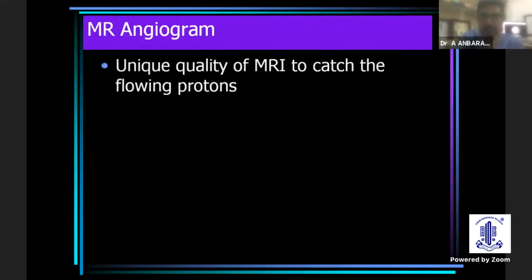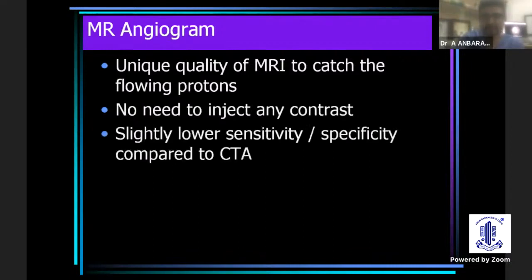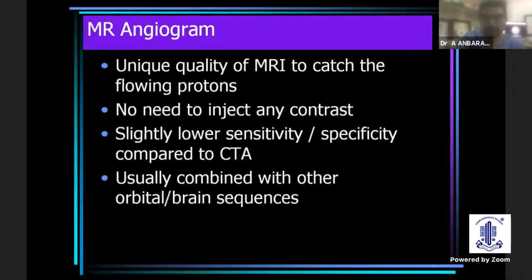MR angiogram, MRA, has a unique quality of catching the flowing protons. There are some sequences which pick up only the flowing protons, and therefore it is able to get some signal from the flowing blood, and we can control the direction in which the flowing protons give a signal. So there is no need to inject any contrast. It has slightly lower sensitivity and specificity compared to CT angiogram. However, it is a very great screening tool. It is usually combined with other orbital and MR brain sequences to get additional information. Sometimes even simple post-contrast images give additional information about the vascularity of a lesion.